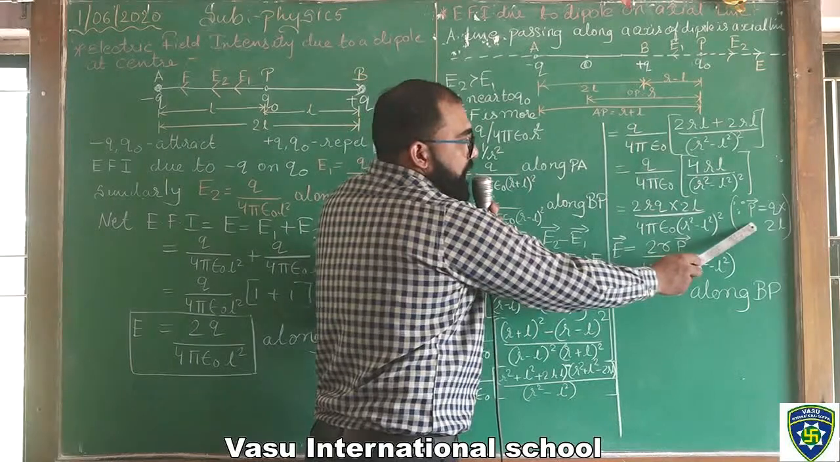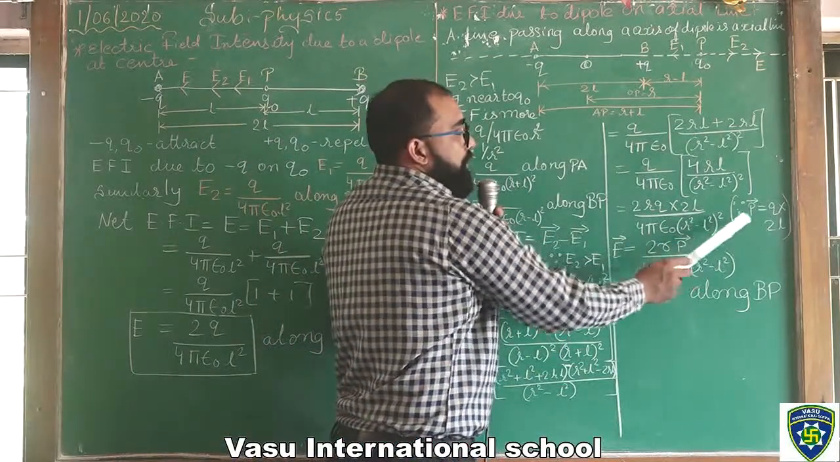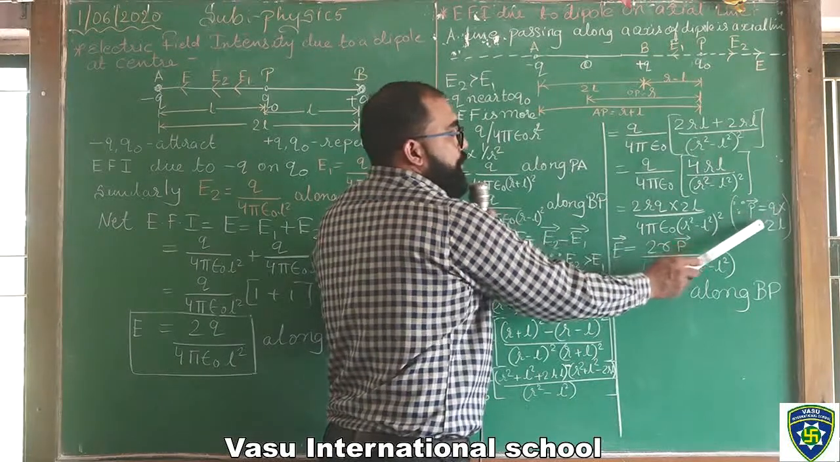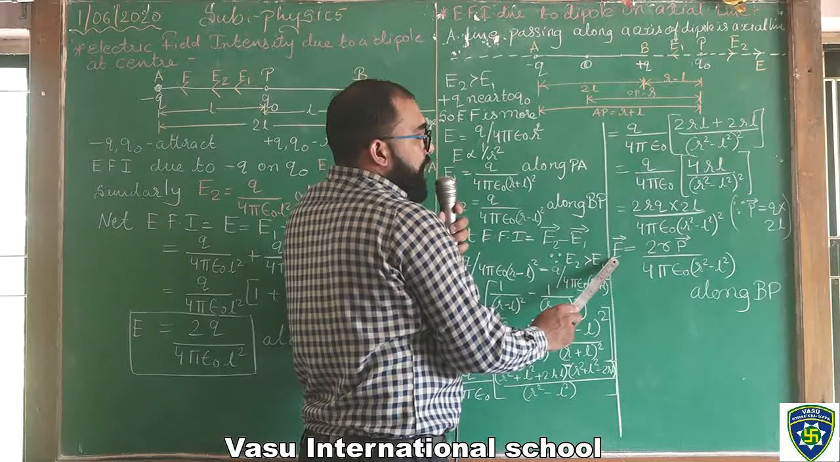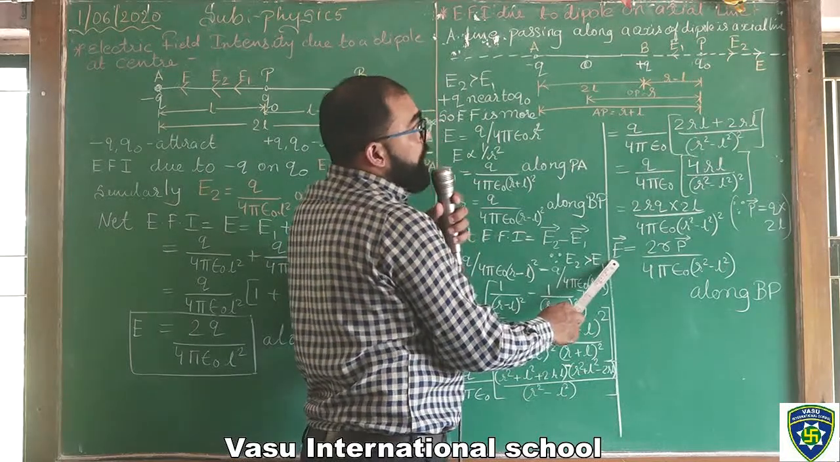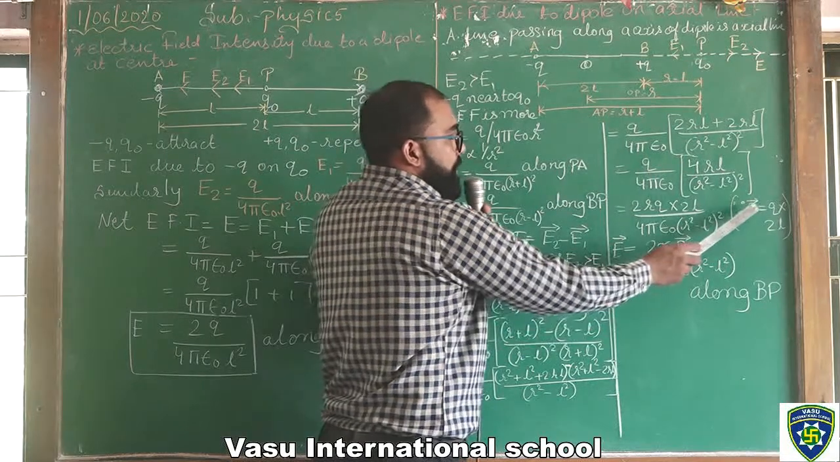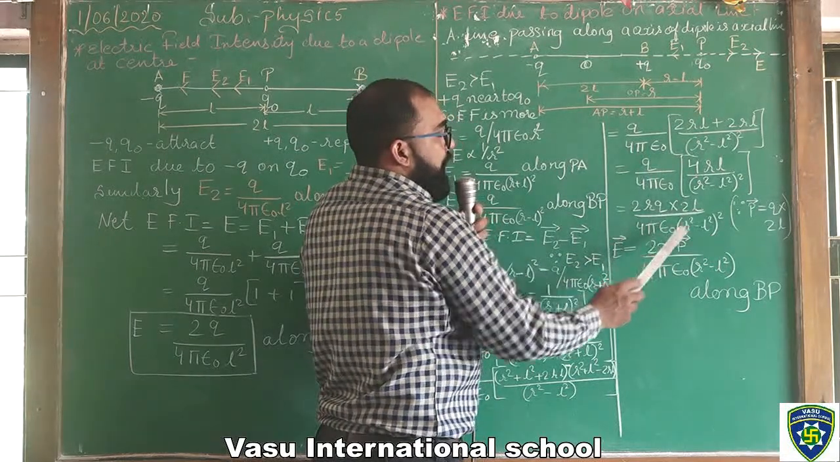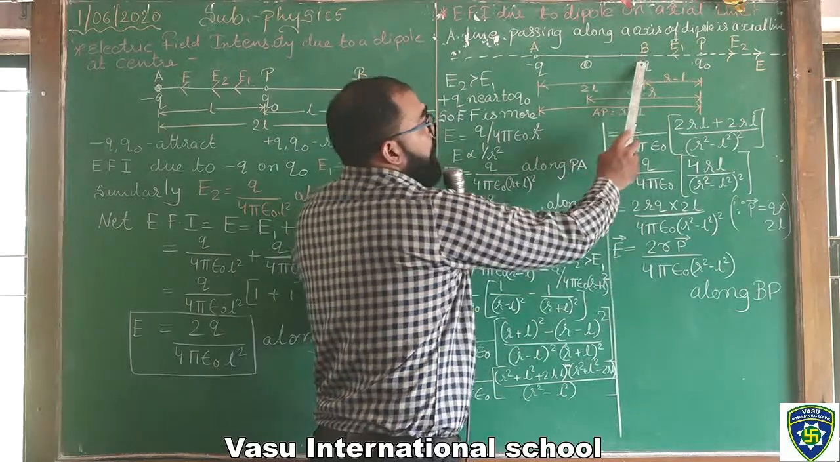And we know the equation of the electric dipole, P is equal to Q into 2L. Now putting the value, Q into 2L is equal to P. So the net electric field intensity due to an electric dipole on the axial line is 2RP, where P is the electric dipole moment, Q into 2L, upon 4 pi epsilon 0 (R square minus L square) the whole square, that is along BP.